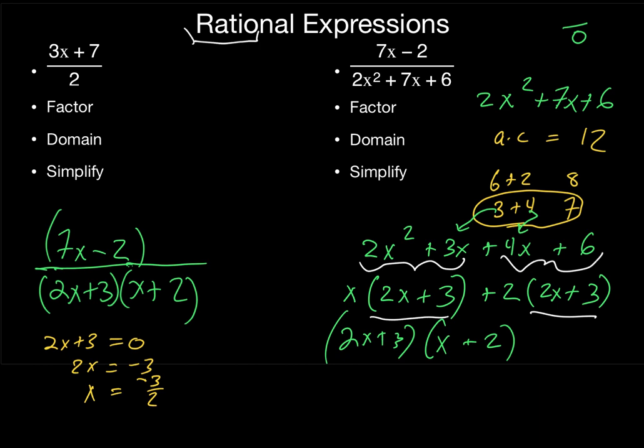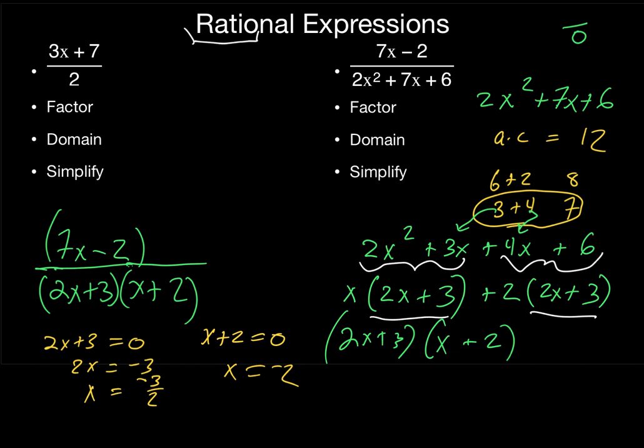When x is negative 3 halves, if I were to put that back up here in my original equation, I would get something divided by 0. And that would be undefined. And that will be one of my restrictions on the domain, which we'll finish in a moment. Then I take the other one, x plus 2, set that equal to 0, x equals negative 2.